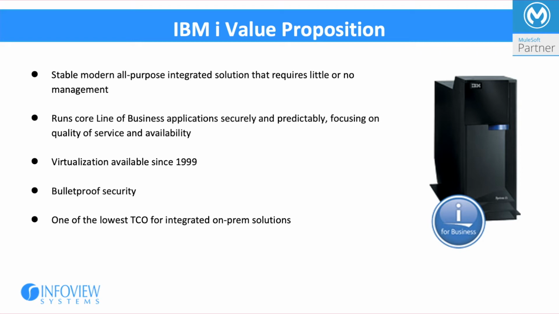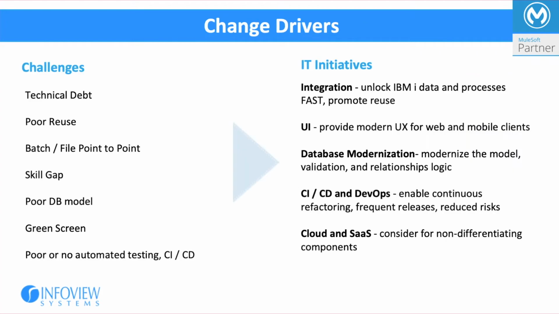Before that, I would like to give some background about IBMi and why we need digital transformation or legacy modernization. IBMi or AS400 is a well-known system. It's a pretty old system, introduced as AS400 in 1988. It has evolved into a stable, modern, all-purpose integrated platform. Later, its name changed to IBMi. IBMi runs core LOB applications securely and predictably, known for its bulletproof security and one of the lowest TCO for integrated on-prem solutions. Virtualization has been available since 1999.